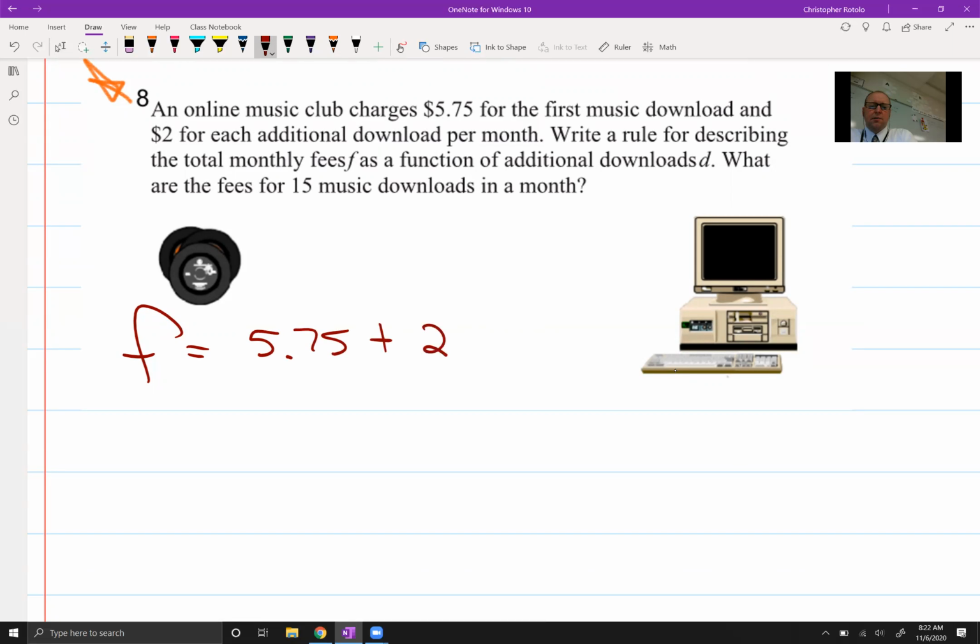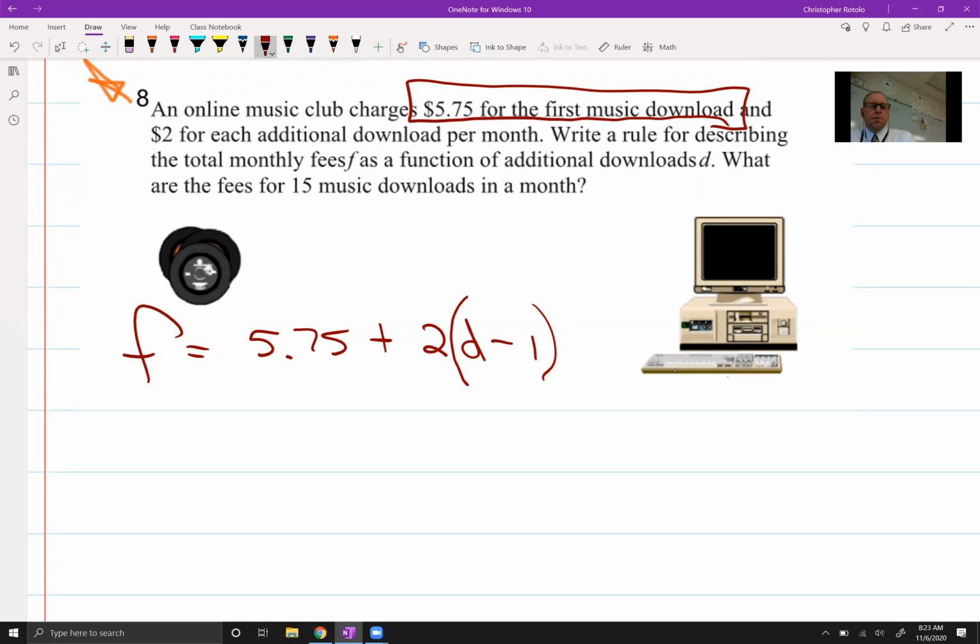But here's where it's a little bit different. Okay, typically this would be for downloads, right? But this part here, that your monthly charge includes the first download. So that means we're going to break this part off and say the download's minus 1. Because if I only download one song, I assume this is about songs, if I only download one song, then I only pay the $5.75 as soon as I download more.